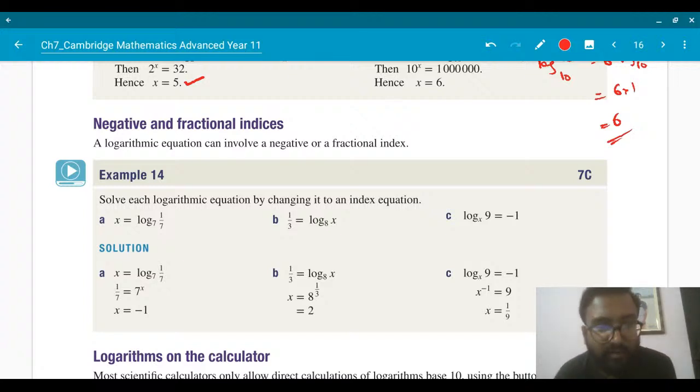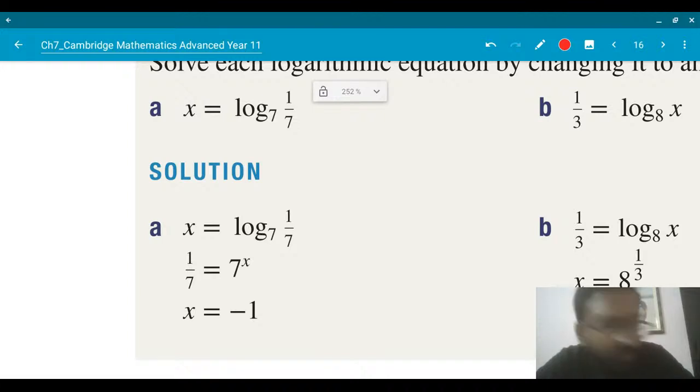Solve each logarithmic equation by changing into an index equation. Okay, so what is there? Can you explain the A? Now you have to explain. I am the student, you are the teacher.